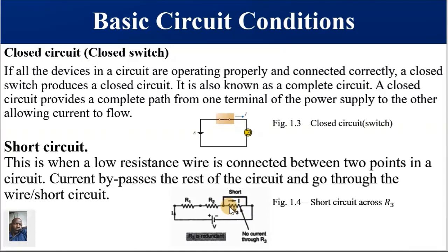So this is a short circuit. Please take note that current prefers the path with least resistance. So if we have a short circuit across a component, no current will flow through the component. All of the current will go through the load. Hence, the effective resistance in this circuit is R1 plus R2, since it is a series circuit, and R3 will be of no effect. Please take note.